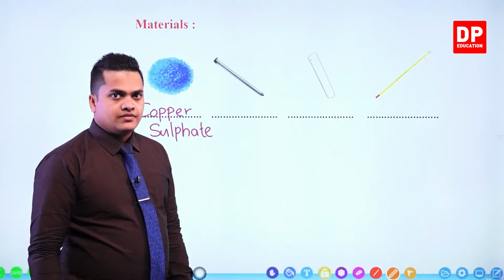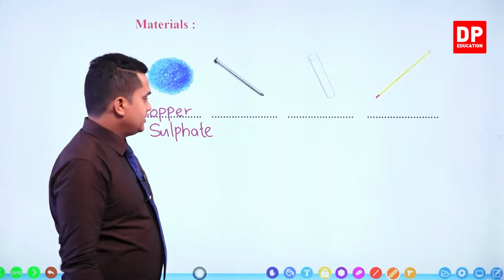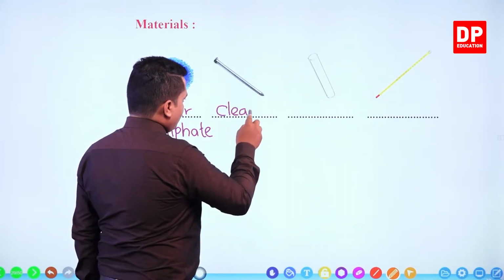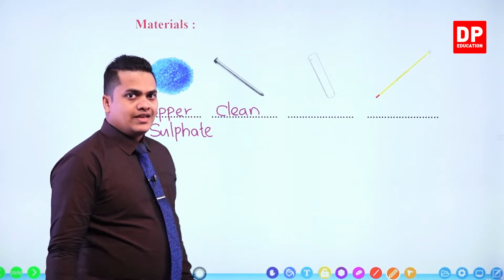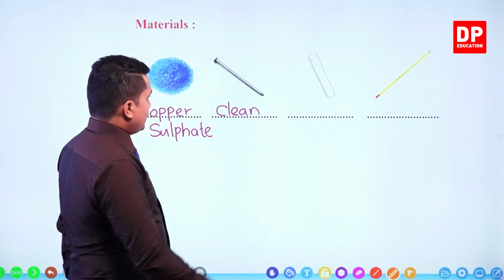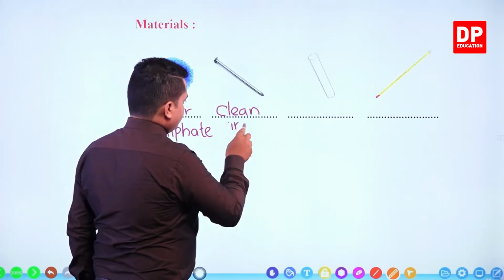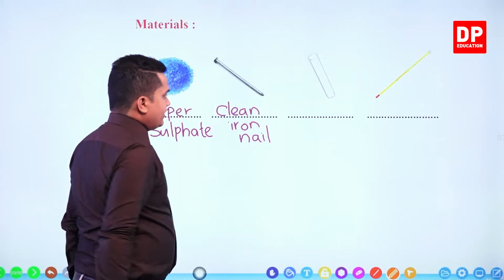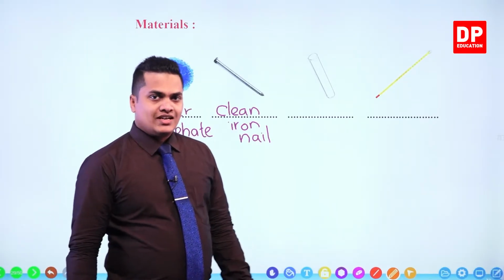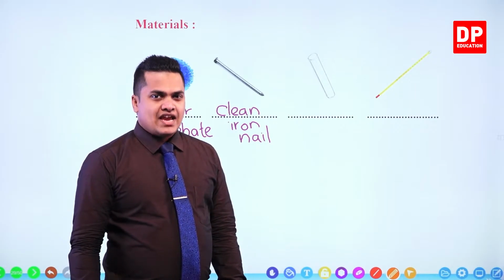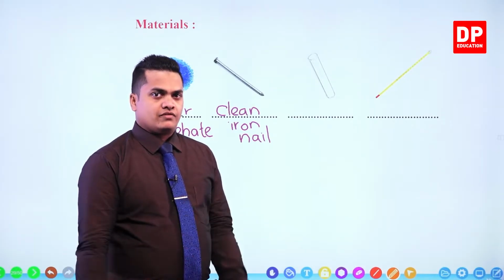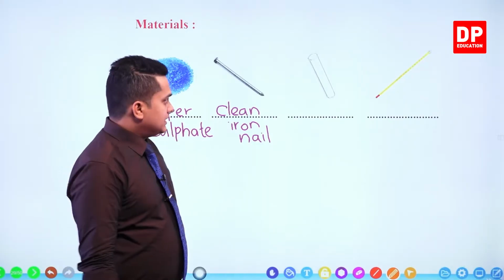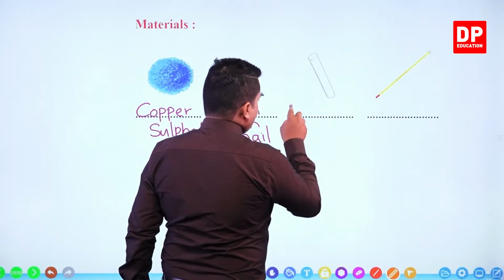Copper sulfate. We need some amount of copper sulfate. Then a clean iron nail. This is an iron nail. If it is not clean, then you can use a sandpaper and wipe off the surface to make it into a clean iron nail. Then we'll be needing a boiling tube.